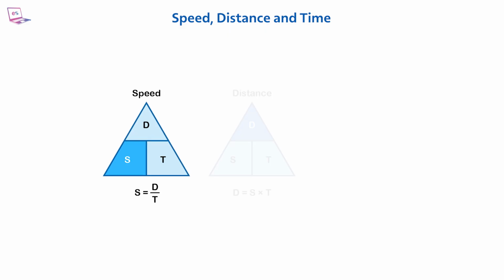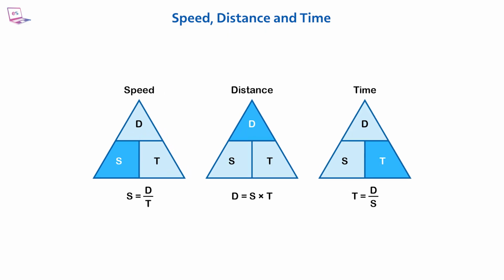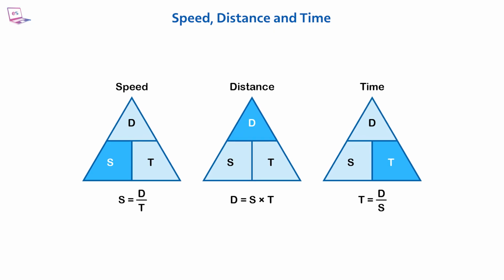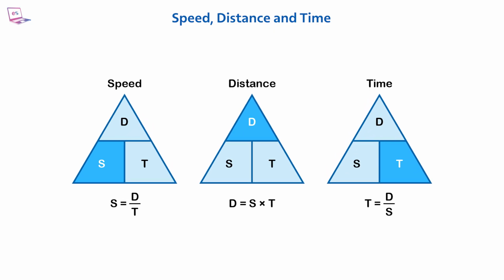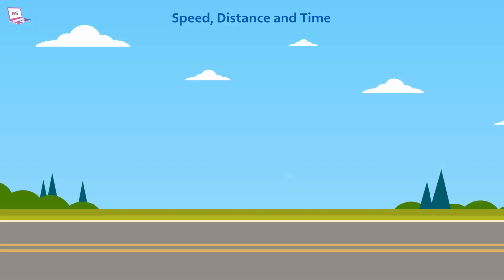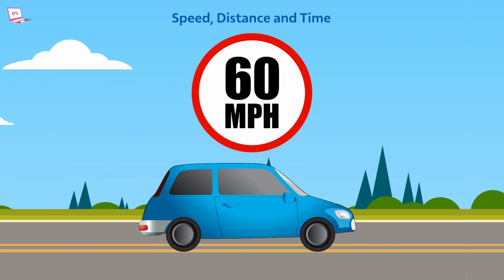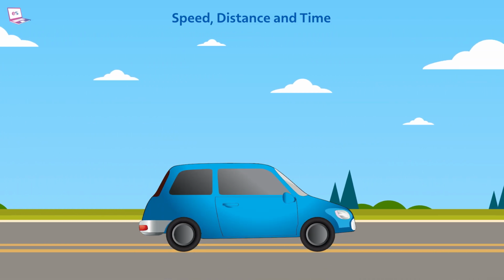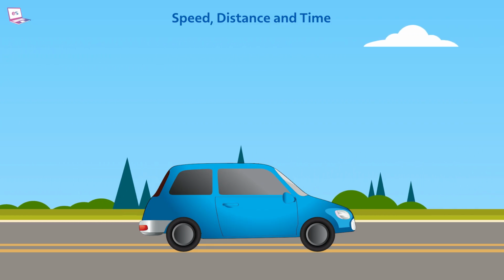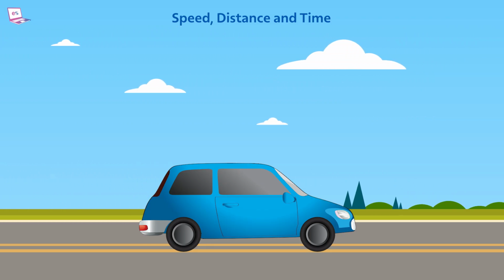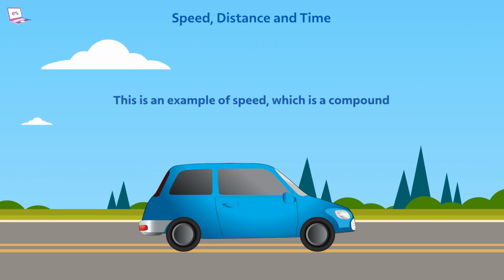Speed, distance and time. In this video, you will learn how measurements like speed help us understand real-world relationships between different quantities. Imagine this. John is driving his car at 60 miles per hour. But what does that mean? It tells us how far he travels in 1 hour. This is an example of speed, which is a compound measure because it combines distance and time.